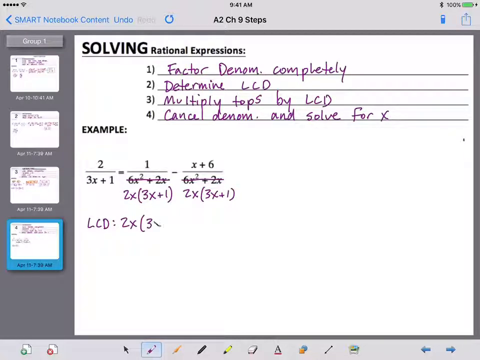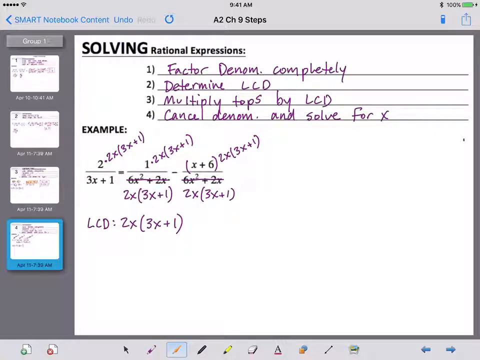So that is our biggest denominator, and what we talked about in class is that is always your LCD, whatever the biggest denominator is. So 2x times the quantity 3x plus 1 is what we're going to multiply all of the tops of this fraction by. We're going to multiply 2 by 2x times 3x plus 1, as well as the 1 here. And this entire expression in the last fraction, 2x times 3x plus 1, will multiply by that whole thing.